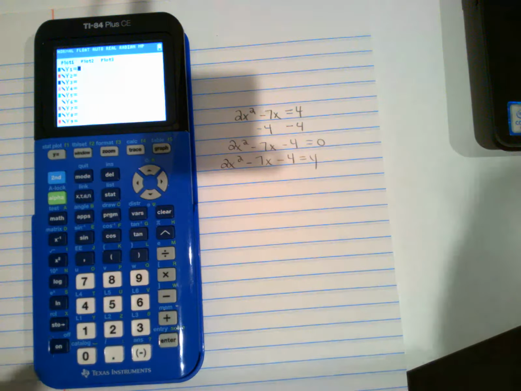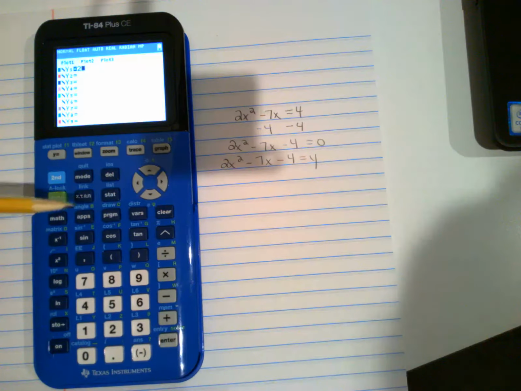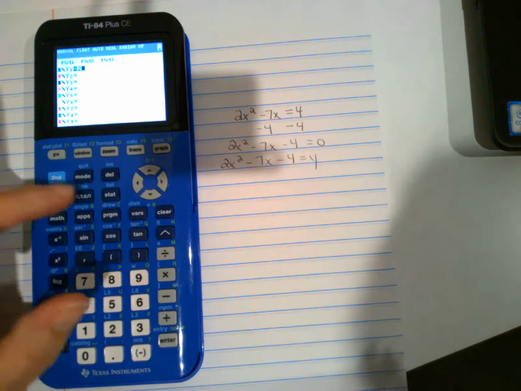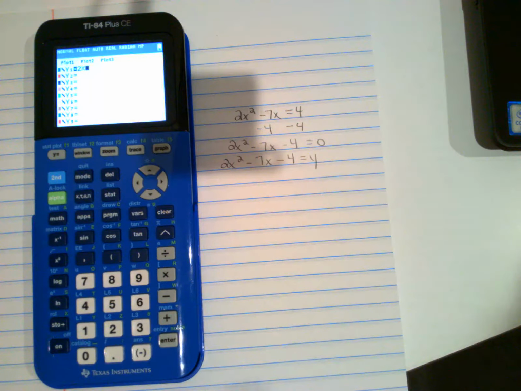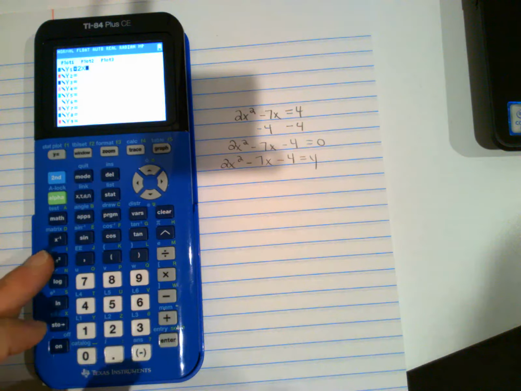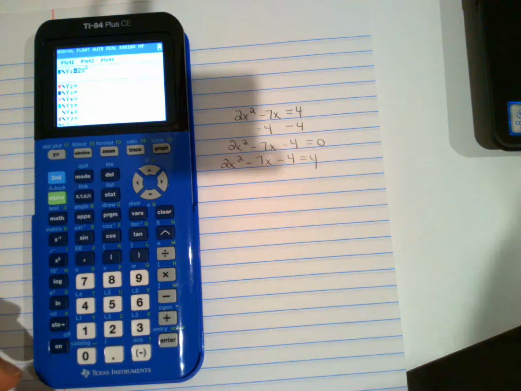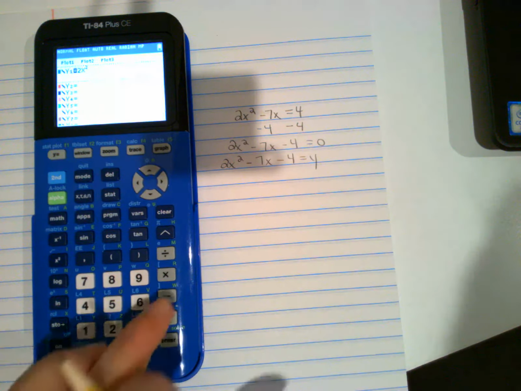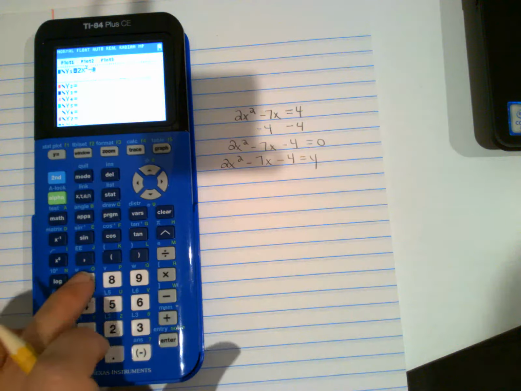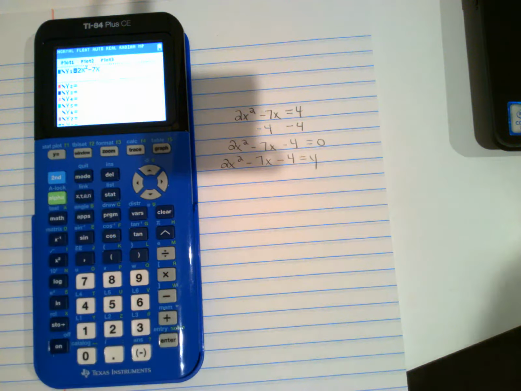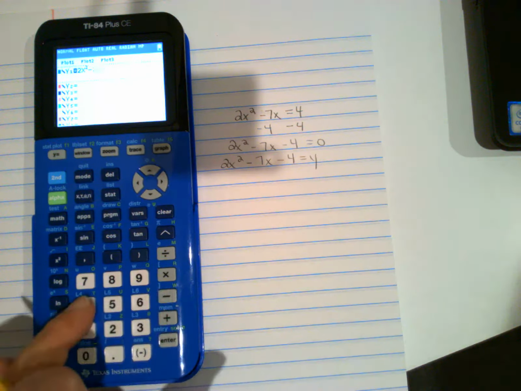Now I'm going to type in my equation. I'm going to do my 2, and then the variable x is right next to that green alpha button, so you press that and you'll see the x appear. For x squared, we can press the x squared button right here. Then we'll do minus 7, and again I'll put another x in there, and then minus 4.